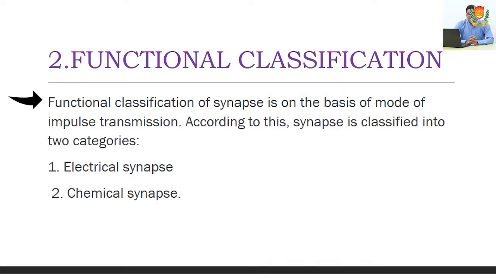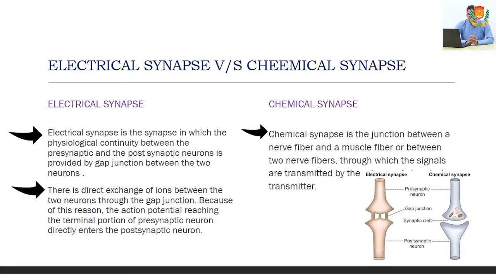Now, if we talk about the electrical synapses, in which physiological continuity between the presynaptic and postsynaptic neuron is provided by the gap junction. A gap junction is a connection between the two neurons at the synapse. So we call it electrical synapses. Here, there is electrical exchange of ions between the two neurons by the gap junction. So basically, what is a gap junction? It is a very thin connection between the two neurons at the synapses anatomically. So here the impulse in the form of action potential is transmitted from the presynaptic neuron to the postsynaptic neuron.